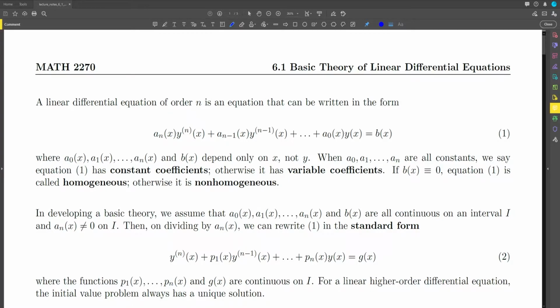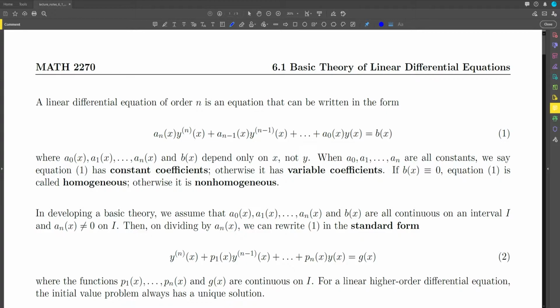In this section, we'll talk about some basic theory of linear differential equations. A linear differential equation of order n is an equation that can be written in the form a sub n times the nth derivative of y plus a sub n minus 1 times the n minus first derivative of y plus dot dot dot all the way down to a naught times y equals b, where a naught through a n and b are functions that depend only on x, not on y.